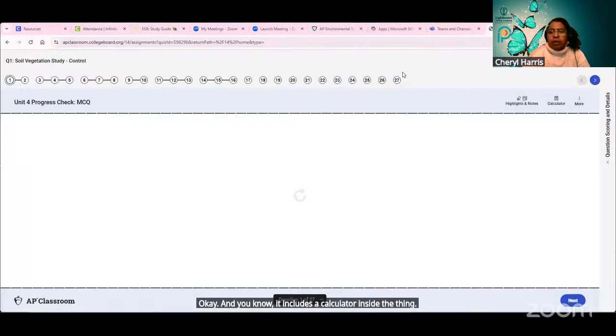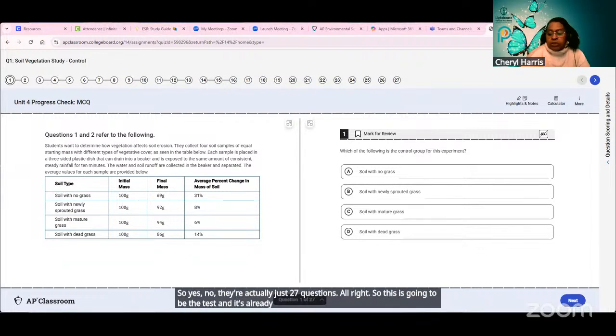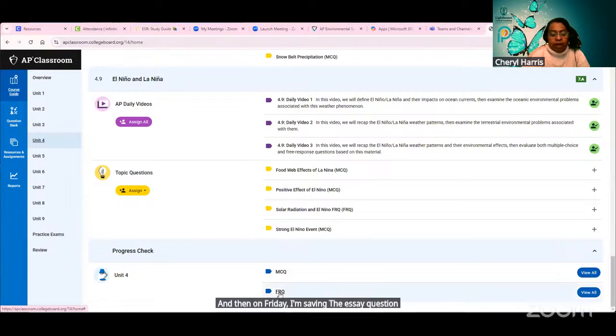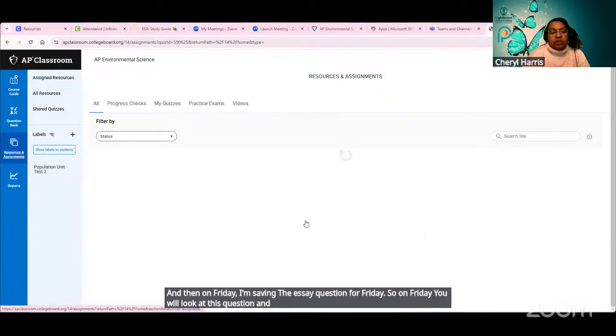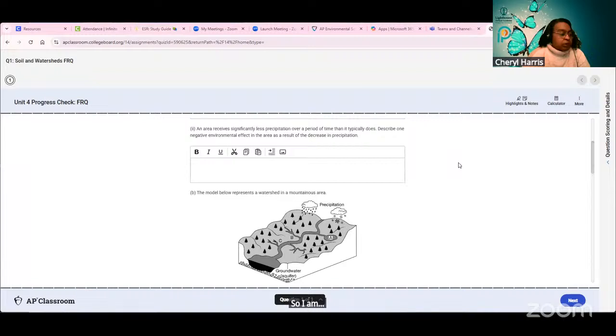Okay, and you know it includes a calculator inside the thing. So yes, they're actually just 27 questions. All right, so this is going to be the test, and it's already open, so you can get started on that. And then on Friday, I'm saving the essay question for Friday. So on Friday, you will look at this question, and this is the question that you have to do a written answer for, and it's 1 question, but it has several parts. So I am saving that one for Friday.